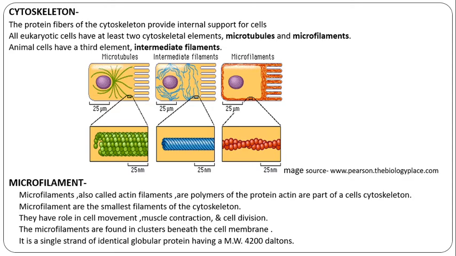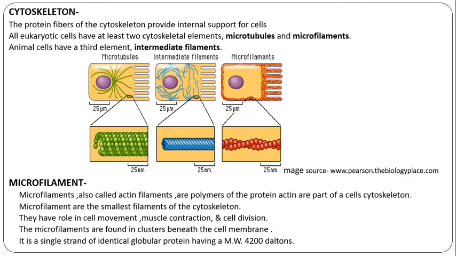So what is the cytoskeleton? The protein fibers of the cytoskeleton provide internal support for cells. All eukaryotic cells have at least two cytoskeletal elements, microtubules and microfilaments. But in animals, intermediate filaments are not present in plant cells. Animal cells have the third element, intermediate filaments.